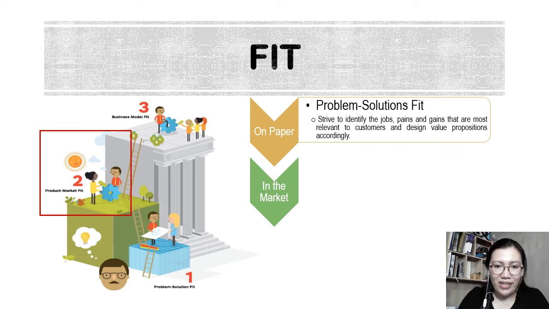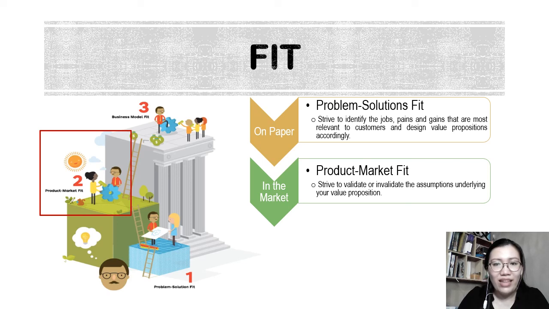The second stage is called the product market fit. It is the market stage. During the second phase, you strive to validate or invalidate assumptions underlying your value proposition. You will inevitably learn that many of your early ideas simply don't create value. That is, customers don't care, and you will have to design new value propositions. Finding the second type of fit is a long and iterative process. It does not happen overnight.